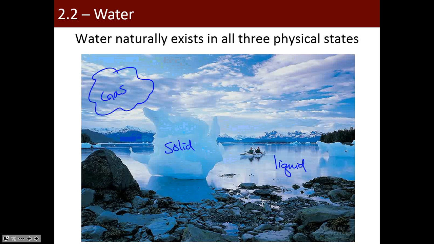So we have gaseous water as water vapor in the clouds. We have liquid water in our lake or inlet, and then we have our ice here, and here, and here, which is our solid water. Okay, water exists in all three states simultaneously. It interconverts between these states regularly, and that interconversion is temperature dependent.